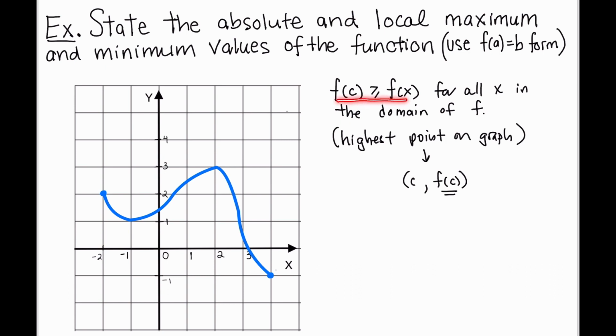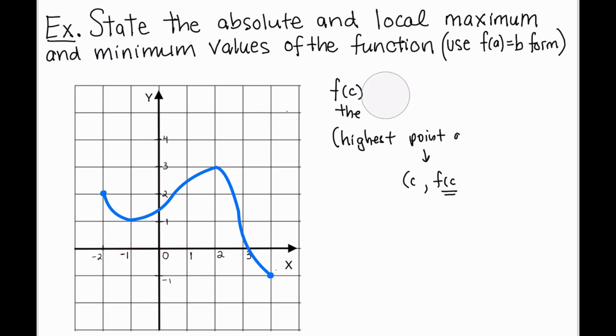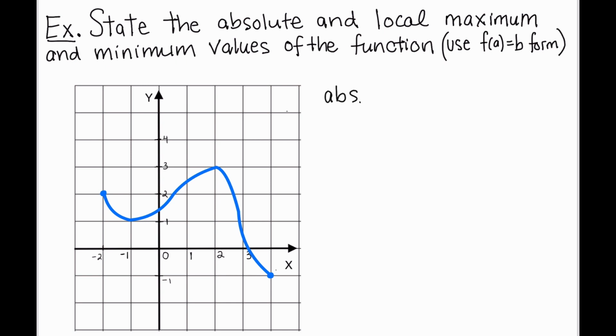And you can see that this condition is satisfied because f of 2 is greater than or equal to f of x for all the other x values in the domain here. Okay, so let me write that down. My absolute maximum value or output is f of 2 equal to 3.